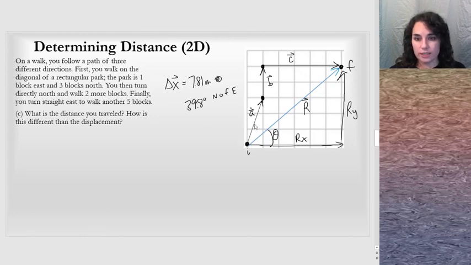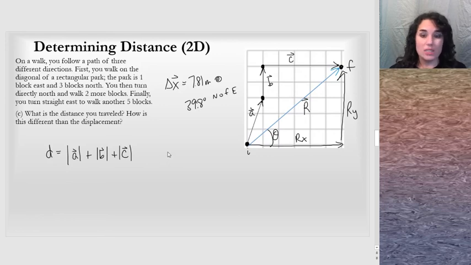So the distance is traveled along these lines, right? A plus B plus C. So the distance is going to be whatever A is plus whatever B is plus whatever C is. We don't care about direction, we just care about value. How far did you actually walk? It wasn't the 7.81, it was farther than that, right? So A, we can find the value of A.